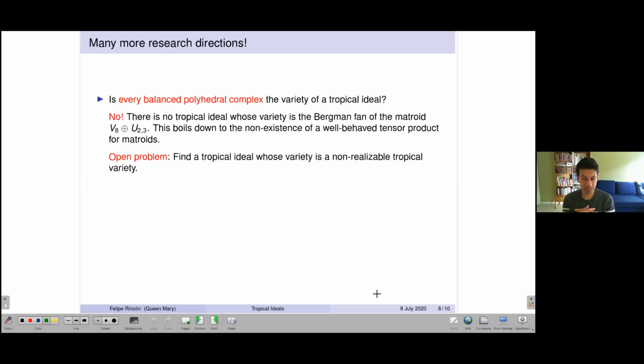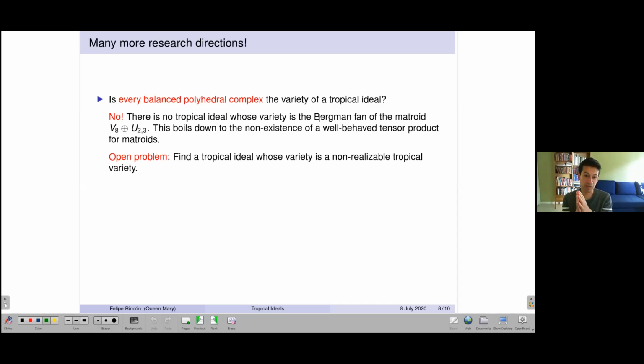For a while, we didn't know if this was true or not. Now, in a paper with Jan Draisma, we showed that actually the answer is no. There are balanced polyhedral complexes to which you cannot give a scheme structure, even if you include non-realizable tropical ideals. So one of them, if you know about Bergman fans and tropical linear spaces of matroids, the one we could find is you take the Bergman fan of the direct sum of two matroids, the Vamos matroid and the uniform matroid of rank 2 on 3 elements. So this direct sum ends up being a matroid of rank 6 on 11 elements. And that means this is a 6-dimensional polyhedral complex in 11-dimensional space that is balanced because it's the Bergman fan of a matroid.